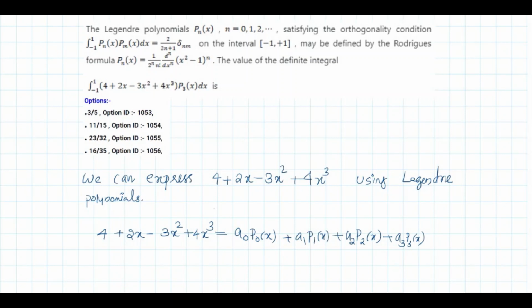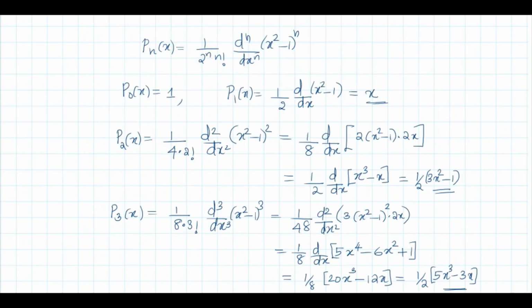For that we have to find the values of P0, P1, P2 and P3. No need to learn those quantities by heart for an exam. Here the Rodrigues formula is given, and from it you can calculate these values. What is Pn(x)? 1 by 2 raised to n n factorial, d raised to n by dx raised to n, of (x square minus 1) raised to n. If you put n equal to 0, 1 by 2 raised to 0 is 1, 0 factorial is 1, d raised to 0 means no need to take a derivative, and (x square minus 1) raised to 0 is 1. So the final answer is 1.